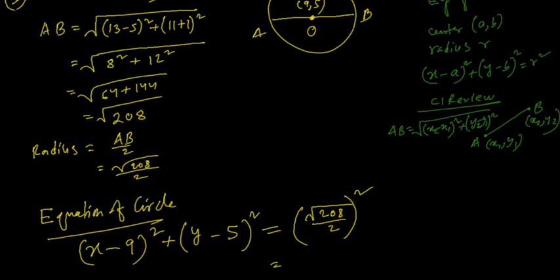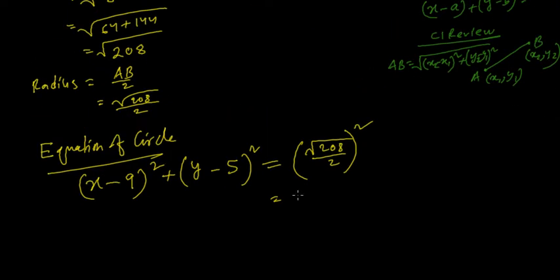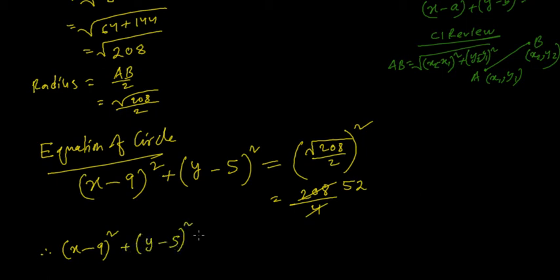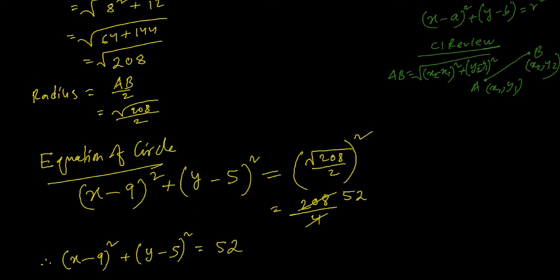Let's simplify this a little bit. The square of the square root of 208 is 208. The square of 2 is 4. Now if we cancel this off, 2 5s are 20, 4 5s are 20, and 4 2s are 8. So the equation would be x minus 9 whole squared plus y minus 5 whole squared equals 52. That's the equation of the circle.